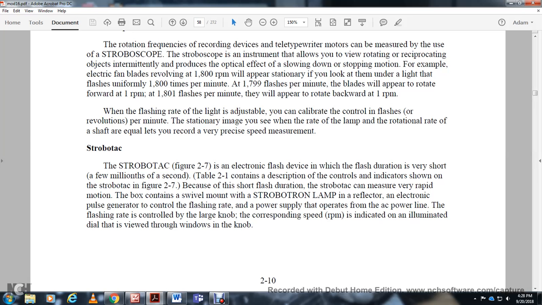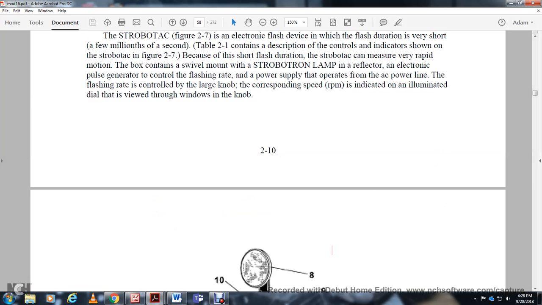A strobe attack meter can measure the rapid motion of the box, with the swivel motion of the strobe board. A rotation lamp with a reflective electronic pulse chamber controls the flash rate, with the power supply from the AC power line. The flashing rate is controlled with the large knob, with the corresponding speed in RPM indicated on the illuminated dial. There's a view window in the knob.